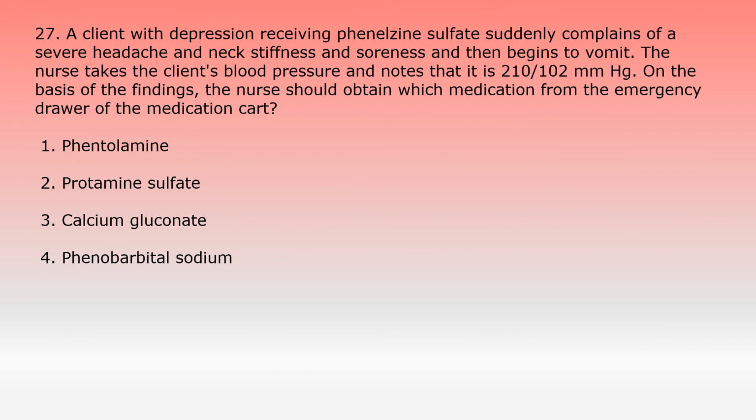A client with depression receiving phenelzine sulfate suddenly complains of a severe headache and neck stiffness and soreness and then begins to vomit. The nurse takes the client's blood pressure and notes that it is 210/100 mm Hg. On the basis of the findings, the nurse should obtain which medication from the emergency drawer of the medication cart? 1. Phentolamine. 2. Protamine sulfate. 3. Calcium gluconate. 4. Phenobarbital sodium.